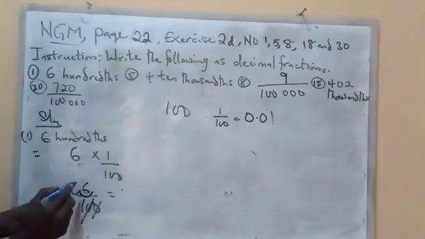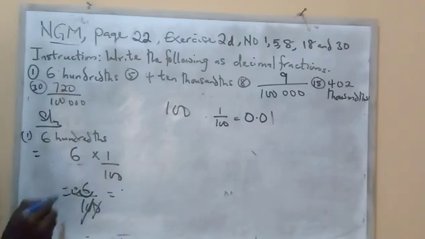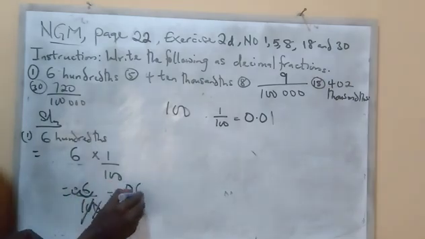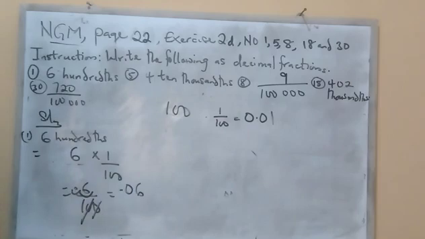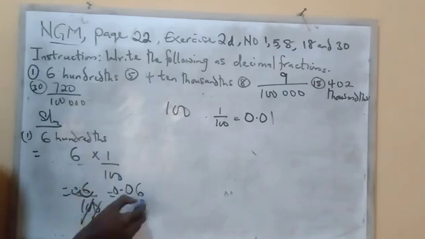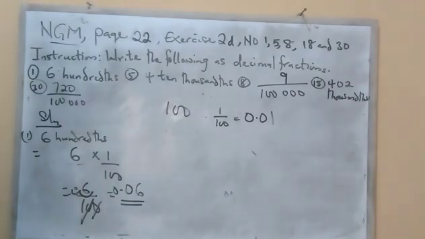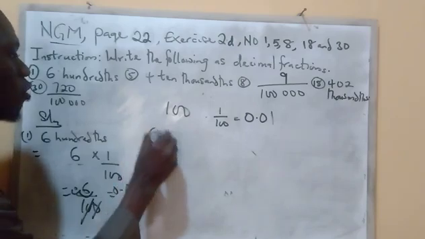A small basket is shown here. We put a 0 in it. So we now have 0.06. And we know that a point doesn't start any number in math, so we add 0 to it. So here is 600 in decimal fraction. So let's move to the number 5 of the exercise.